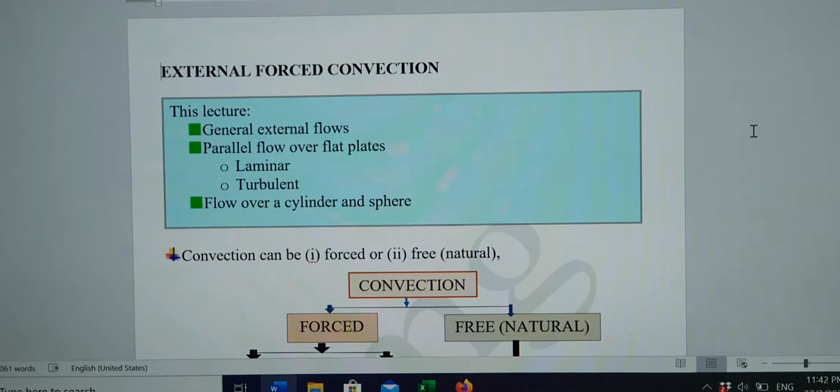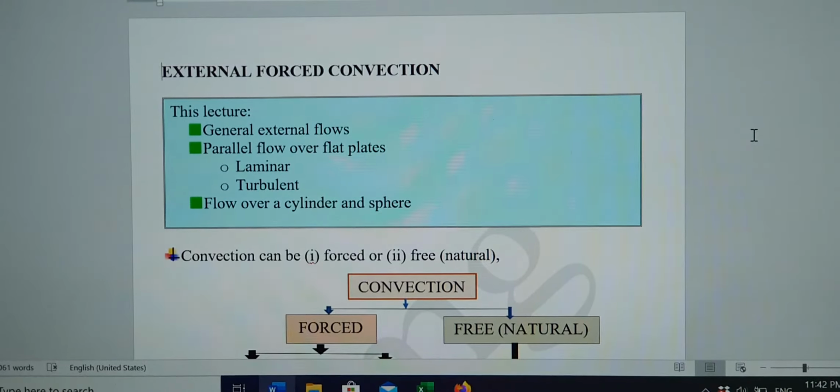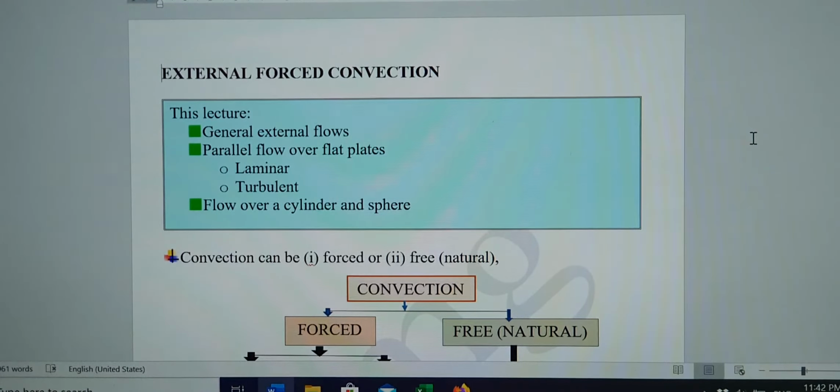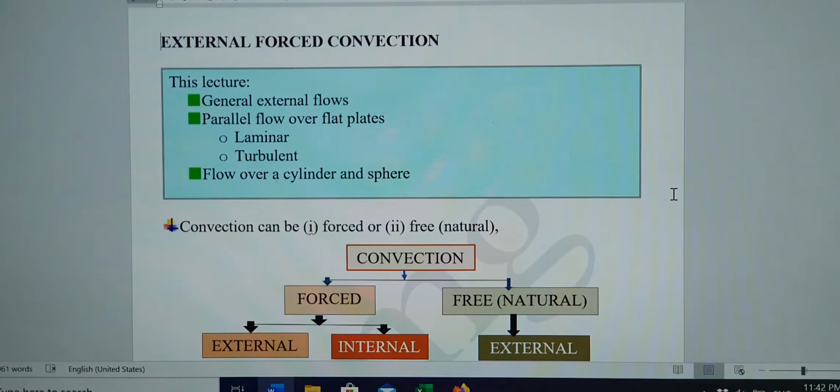This module, which I have to break up into a few parts, will cover external forced convection. What will be covered will be general external flows, and then parallel flow over flat plates, which involves laminar as well as turbulent flow conditions, and flow over solid bodies like a cylinder and a sphere.